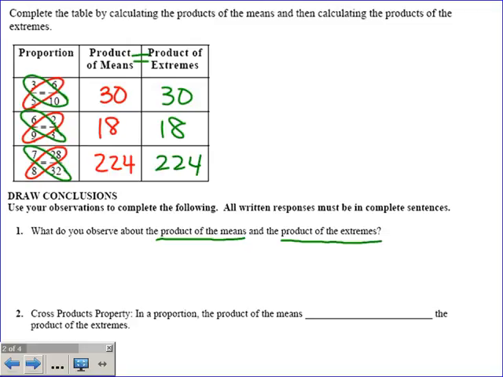I'll say it one more time. Hopefully you're going to write it down this time. The product of the means equals the product of the extremes. That's a huge concept when we talk about this. Before we had this, we didn't even know what means or extremes meant. Now all of a sudden we're writing a sentence about it.